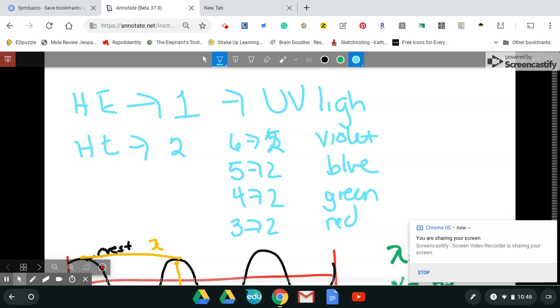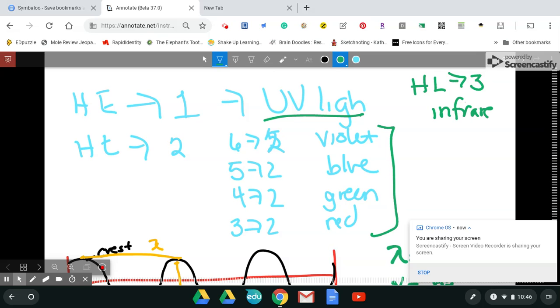And then the last type of light, so notice we've got UV and visible light. The last type is I'm at some higher energy level. If I drop to 3, I'm going to give off infrared. So in terms of energy, this has the highest energy. Then this is the next, and this has the lowest.